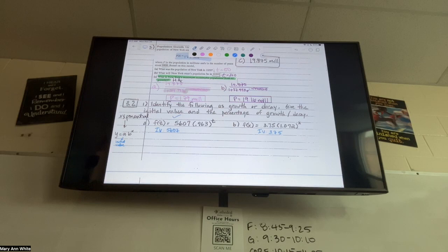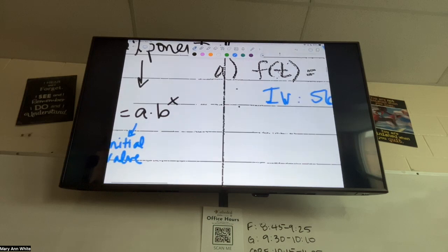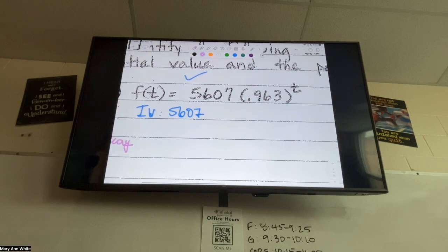The growth and decay and the percentage of growth and decay come from letter B, the other letter that we haven't touched yet. So this is my growth and decay. In a little bit, we'll talk about that just being like the rate of change. But as of right now, we can look at letter B to find our growth and decay. Now, if it is less than 1, it is decay. If it's greater than 1, then it is growth. Okay, so what is this first one? Decay, right? So it's decay.